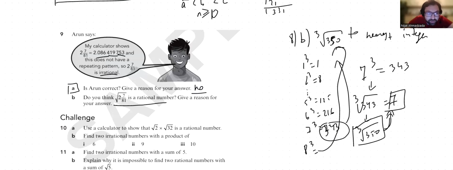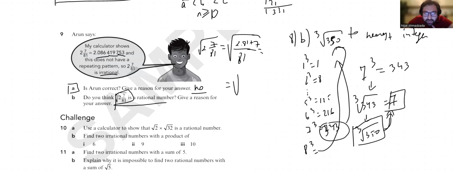Part B, do you think this number is rational or not? Well, we can solve this. So look at the number 2, 7, 81. Let's try to see it as a ratio. So we write 81 here, and over here we write 2 times 81 plus 7. I think you should already know how to make it as a ratio, so I'm not teaching that. So 2 times 81 is 162, so 169. Sorry, 169.